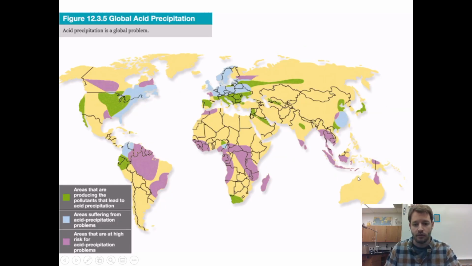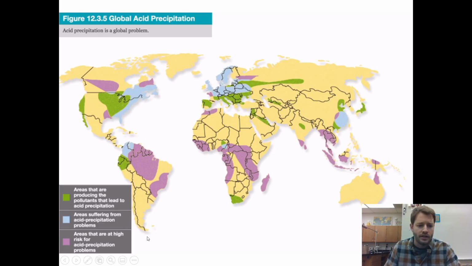This is a global map of areas of high risk for acid precipitation problems. So the high risk areas are the purple areas. You could see there's parts of South America, Africa. Those are some major areas, some parts of Canada. Blue is areas suffering from acid precipitation problems. So China is a major one, the eastern coast of the United States, Western Europe.